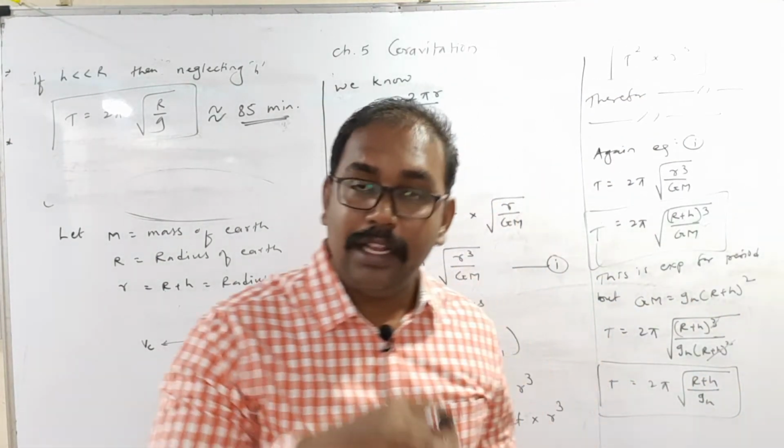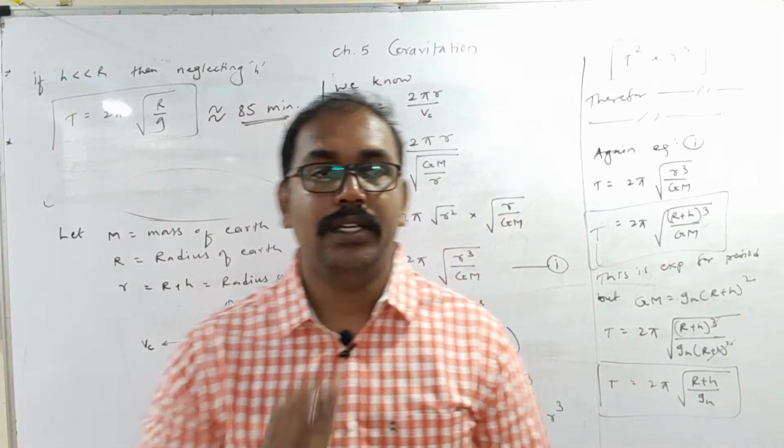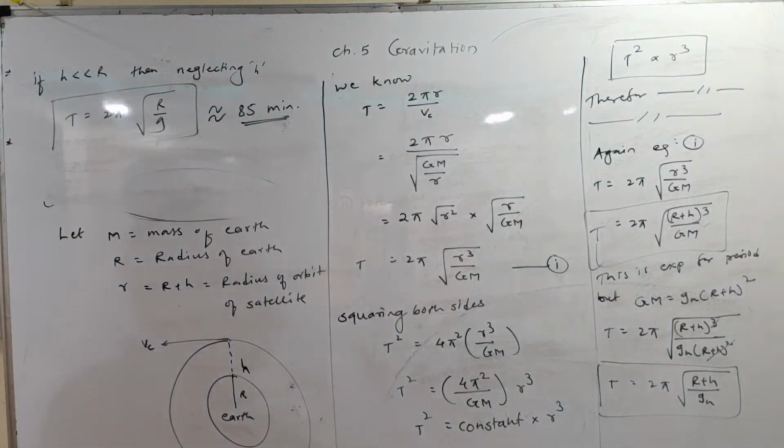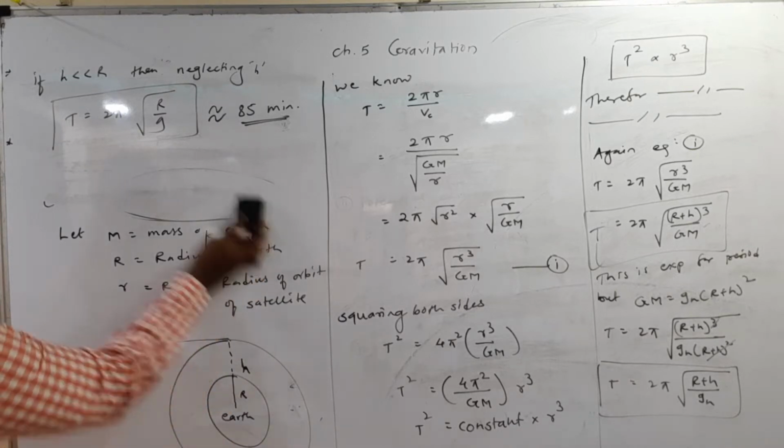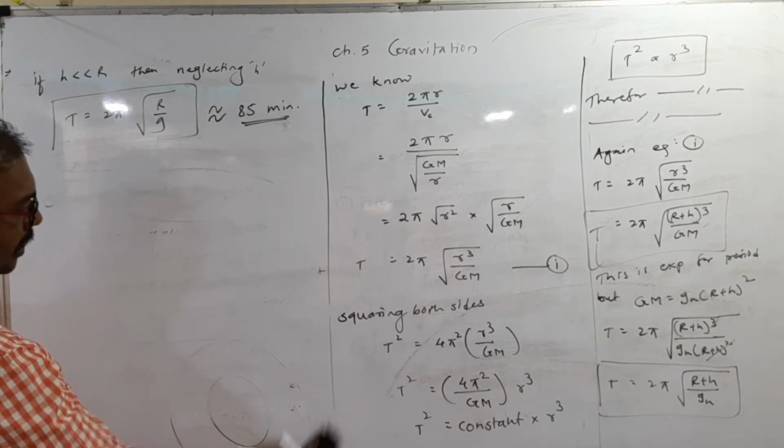It completes one revolution around the earth in 85 minutes. Then only it can revolve around the earth. I hope everyone understood this. Now after that, the next article we also discuss here.